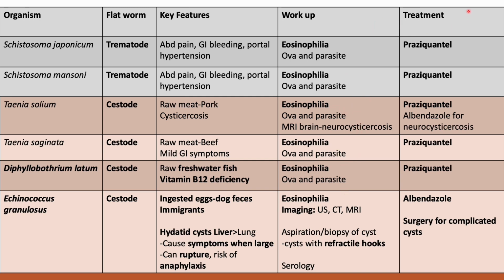Lastly, don't forget to review the treatment and note that praziquantel can be used for all of these organisms except for Echinococcus. Echinococcus should be treated with albendazole. Remember, albendazole can also be used for any of the nematodes and should be used for neurocysticercosis.